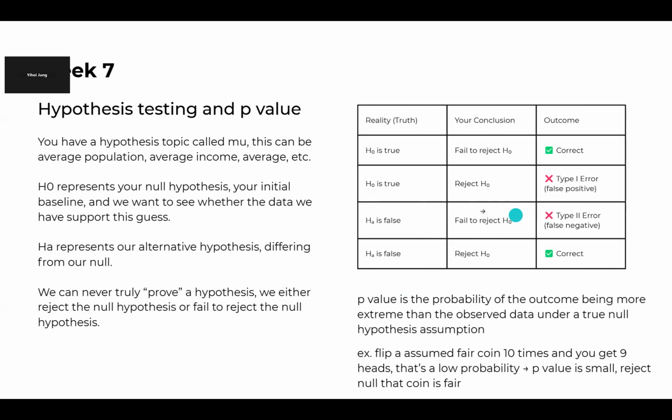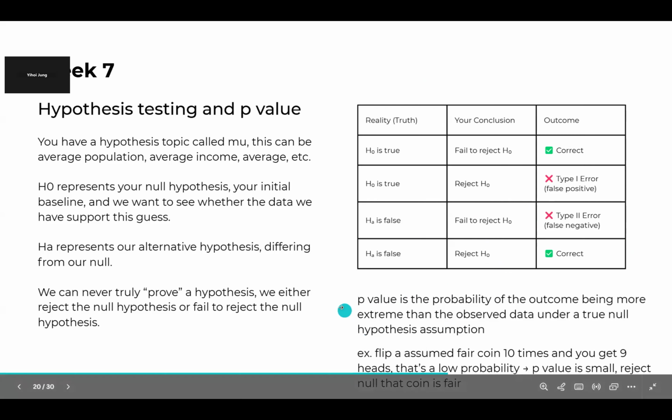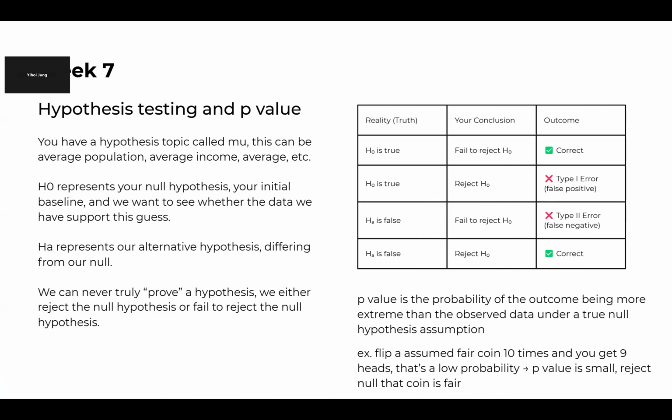So the false negative is when HA is true but we fail to reject H naught, because that supports the H naught evidence. And where p-value plays into this is that it's the probability of an outcome being more extreme than the observed data under our null hypothesis assumption.